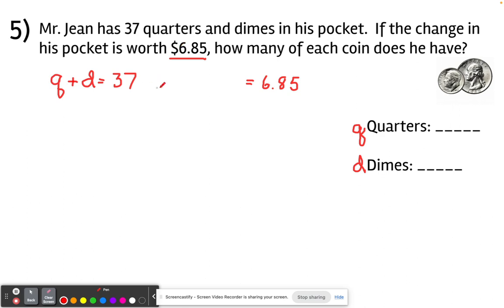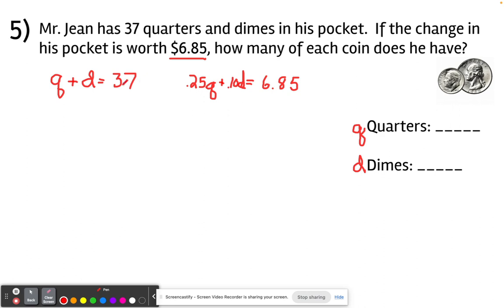How much is each quarter worth? Each quarter is worth 25 cents, or 0.25. So 25 cents times the number of quarters will give me the value of my quarters. And each dime is worth $0.10. So that will tell me the value of my dimes.